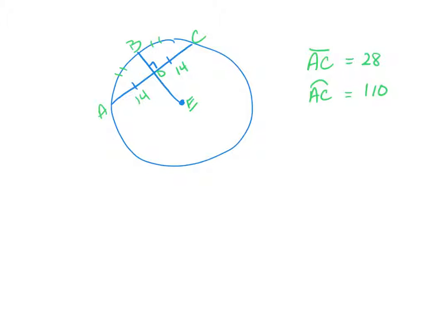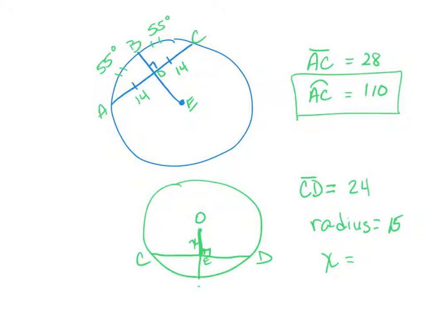And what does arc AB measure? 55. And BC also measures 55 degrees. So those are measurements in degrees. The other one is measurement in units, like inches or feet or miles or whatever.